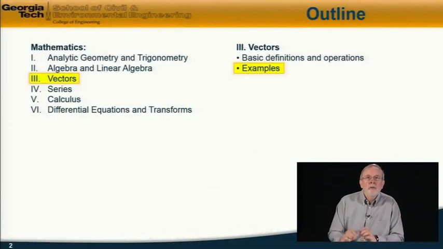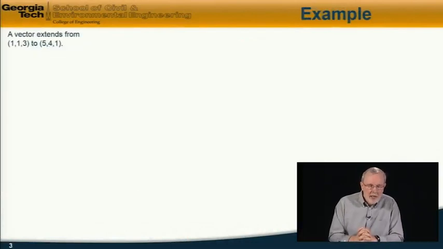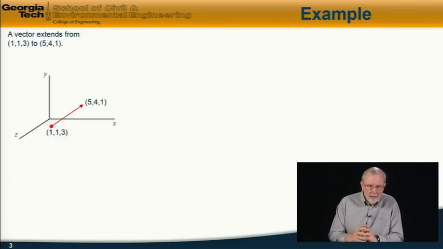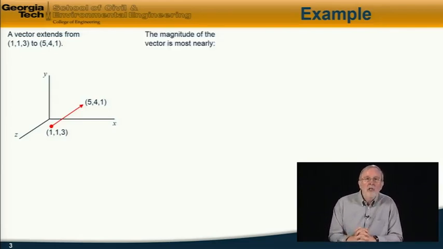Now let's do some examples on vectors. So the first example, we have a vector which is extending from the points with coordinates 1, 1, 3 to 5, 4, 1. So this is what it looks like. A vector from 1, 1, 3 to 5, 4, 1. And a couple of questions on this.